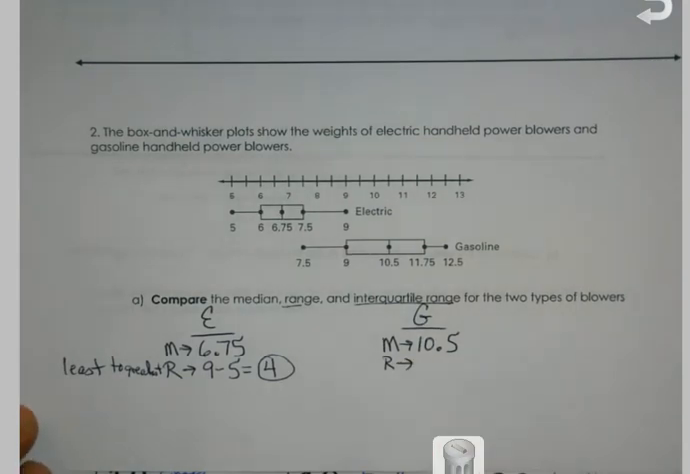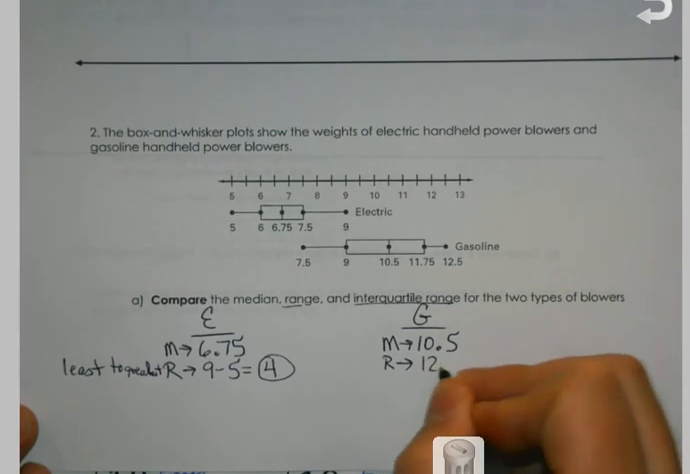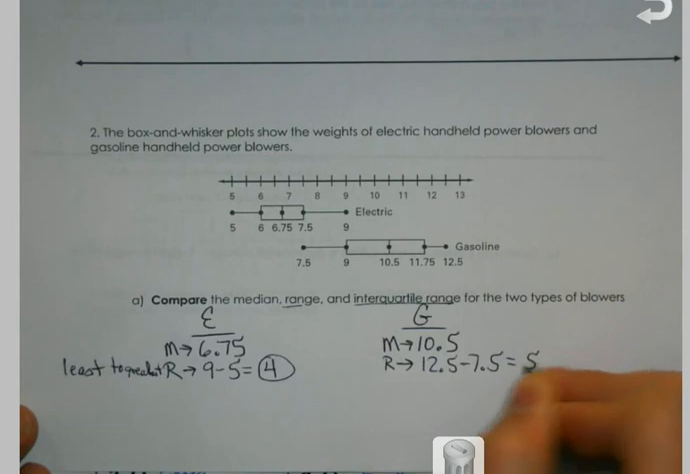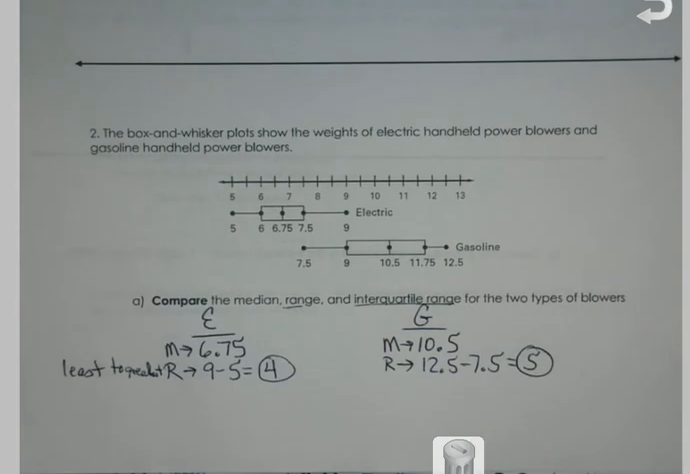What about with the gas? Least to greatest. So once I get that range on the electric, what about the gas? What's its greatest to least? 7.5. Okay, so I'm going to do bigger minus smaller. And I'm going to get my answer for that.